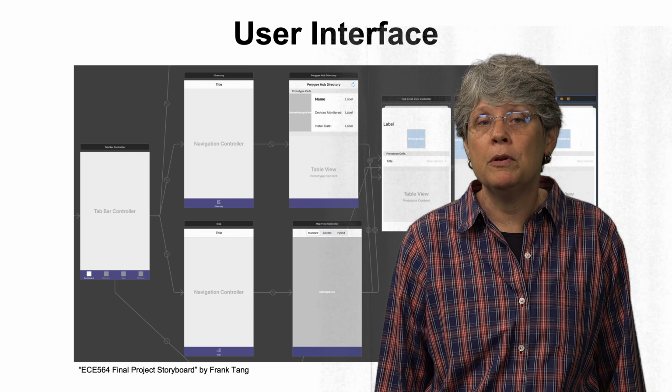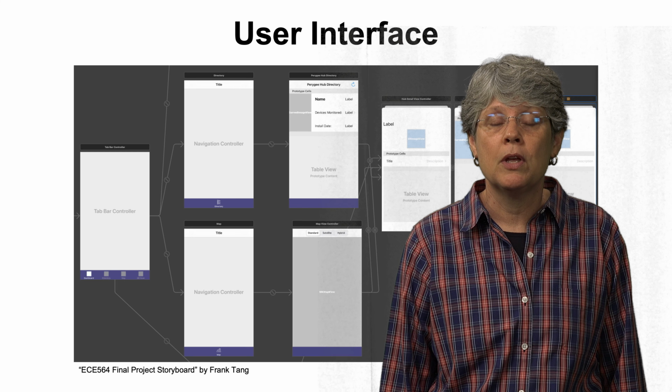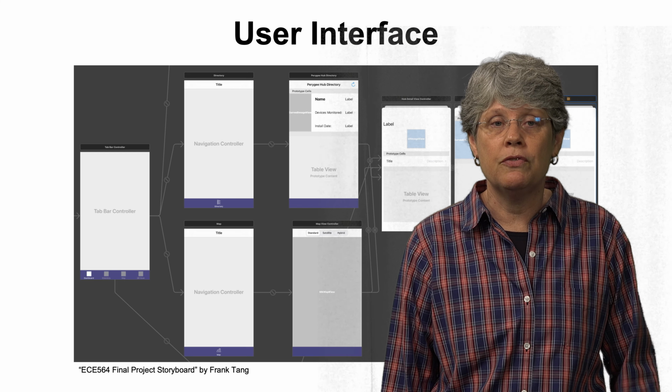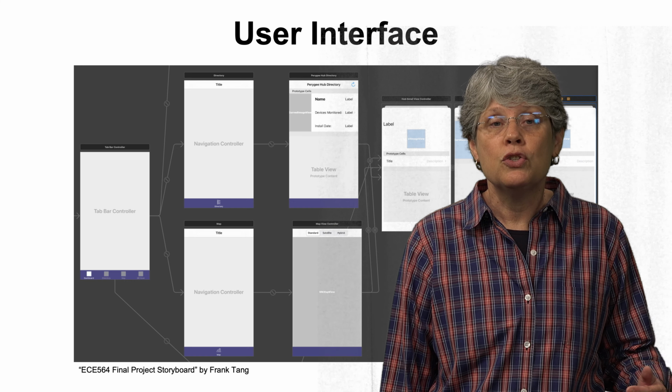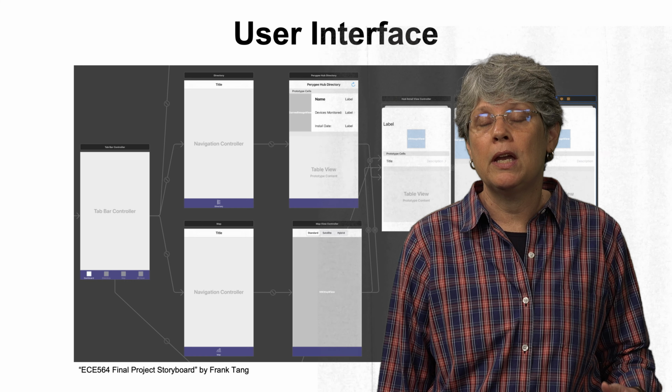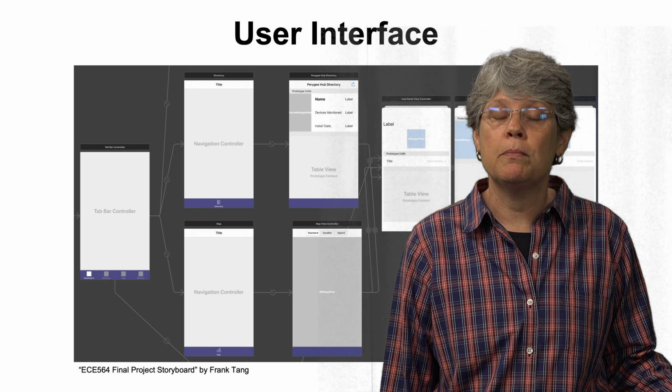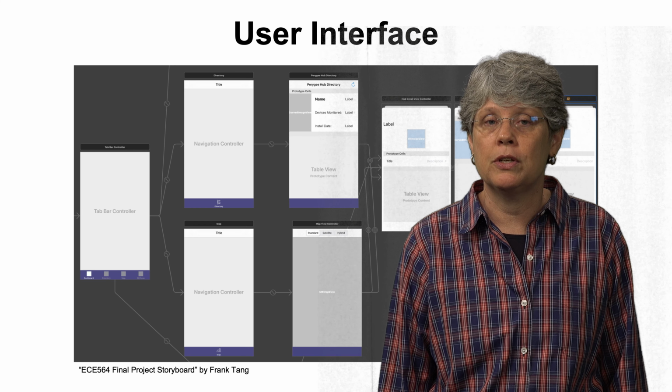A third example would be that of a user interface. If you were designing for a cell phone, again, certain choices that you would make in the app would lead you down different pathways to different types of information.